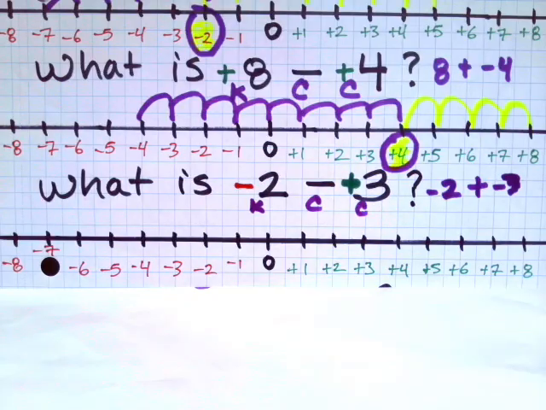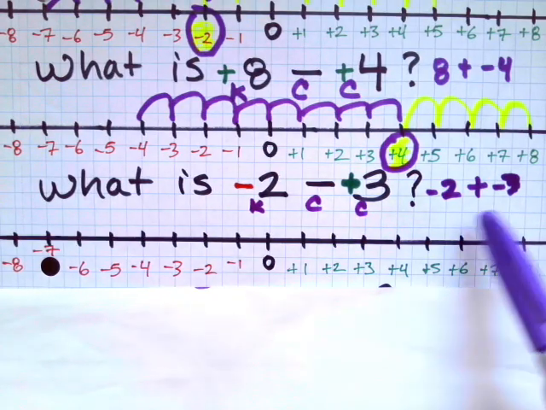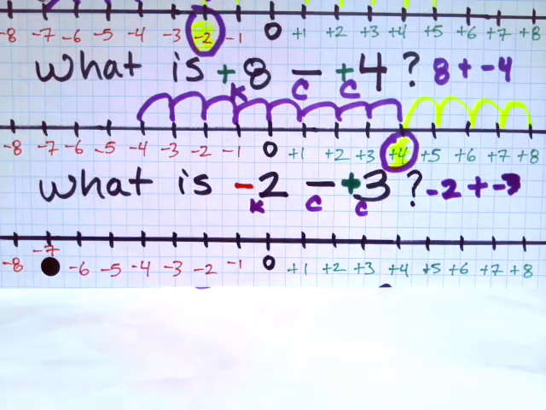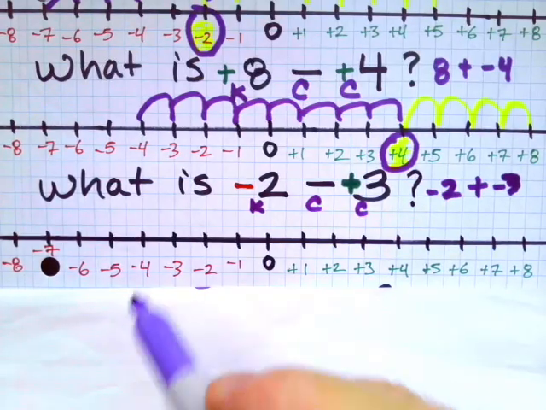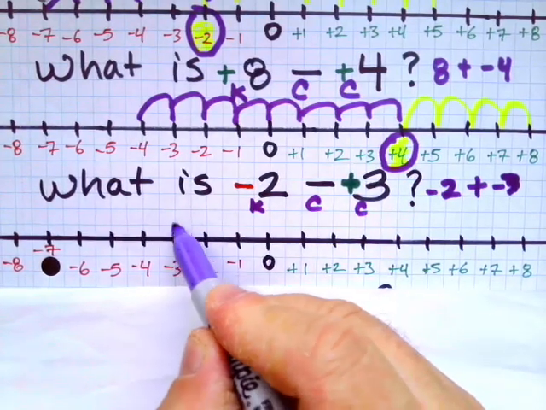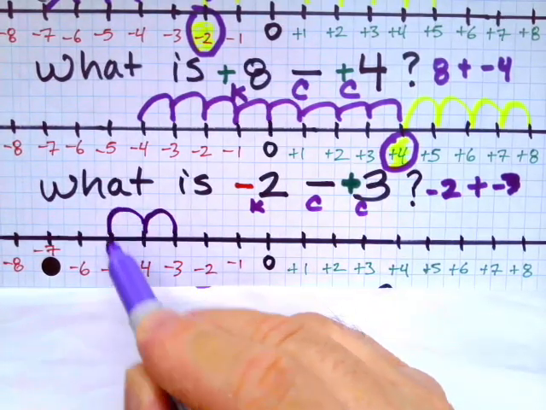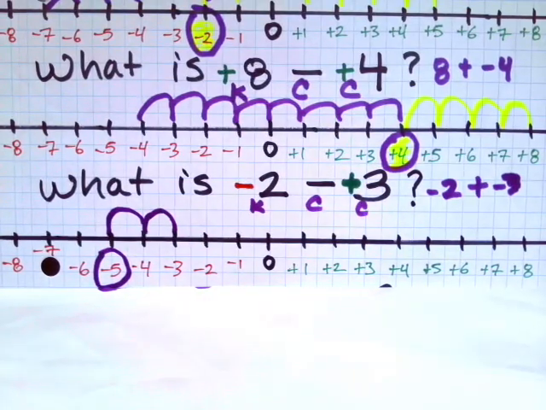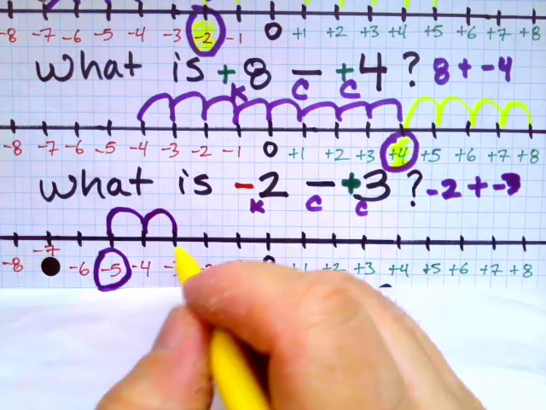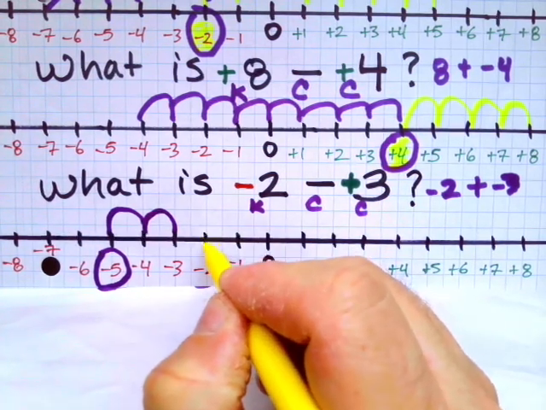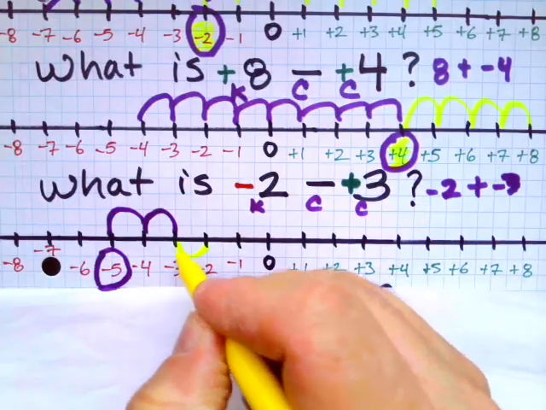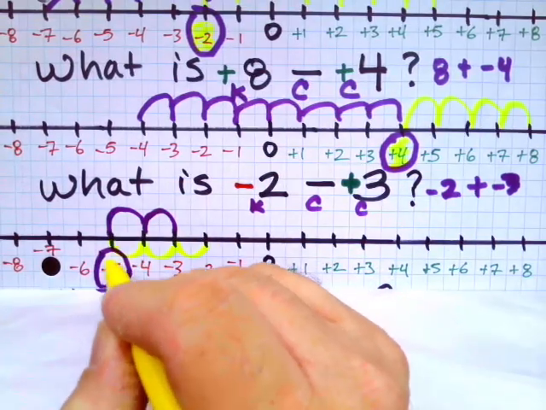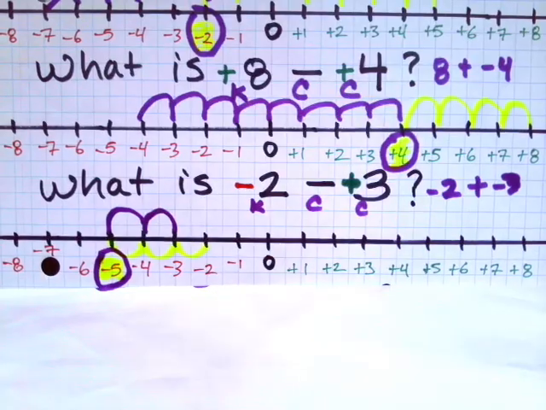So again, you can start at either -2 and go another -3, or you can start at -3 and go another -2. I'll start at -3. I'll go 2 in the negative direction, and my solution is -5. Again, I could also start at the -2 and go 3 in the negative direction. 1, 2, 3. My answer is -5.